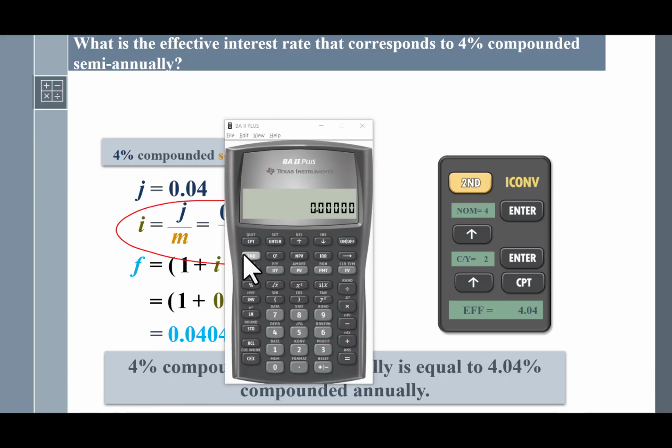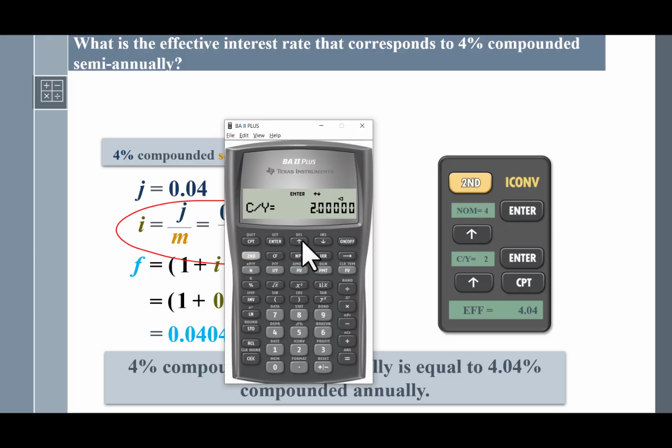Now, let's bring the calculator and enter these values. Okay, so as we said, we have to press second. This is the second button, and icon V, which is above the two buttons over here. See, this brings in the NOM. So the nominal interest rate is 4. Don't forget to press enter for it to store the value. Now I can press down, but down takes me to the effective. So instead, I'm going to press up to go to CY. But if you press down twice, you will get to CY, which is 2. So I'm going to press 2 and press enter.